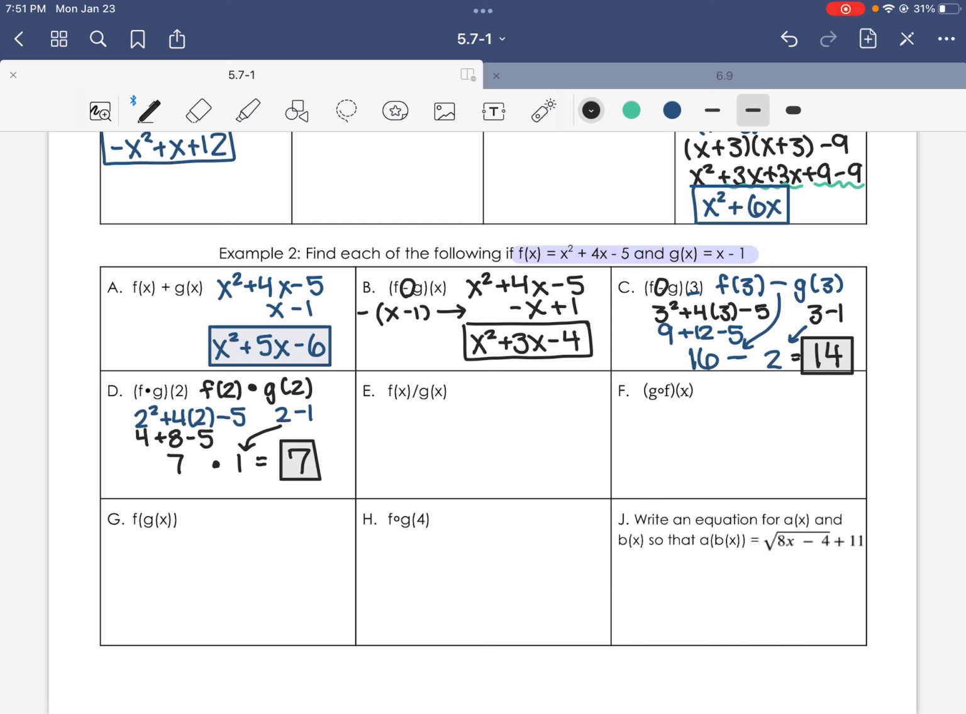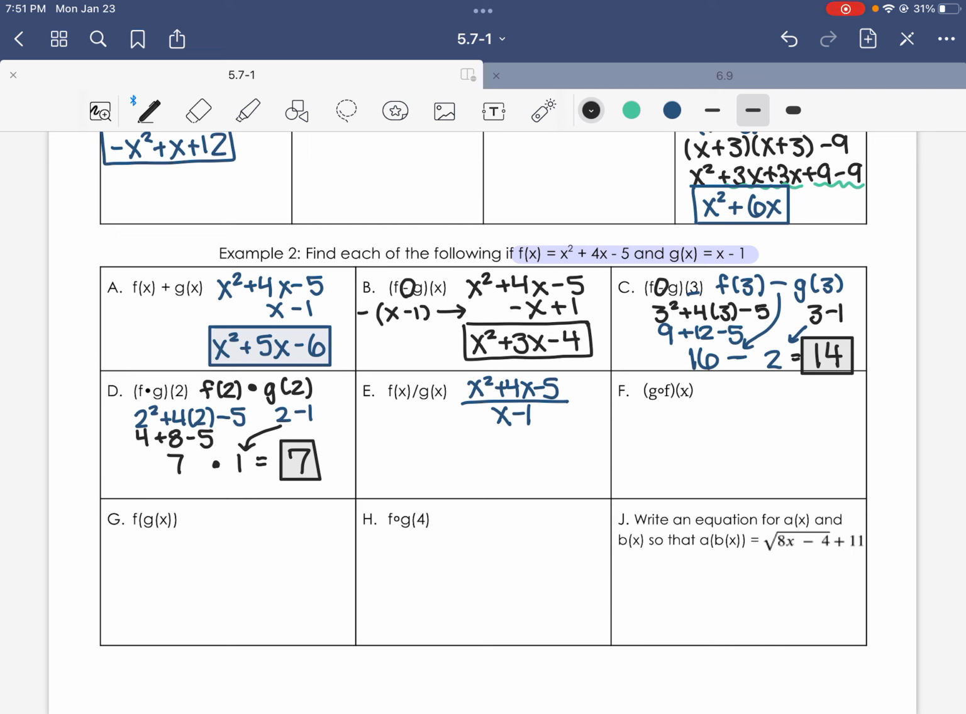Now, E goes back to not telling us what x is, so it's going to be more of an expression like A and B. If it tells us what number x is, like C and D, you'll get a number answer. E is division, so I'm going to write f of x on top and g of x on the bottom. And then remember, we're going to simplify by factoring.